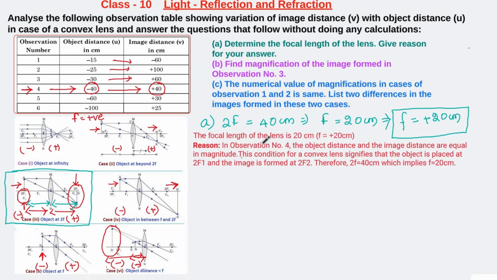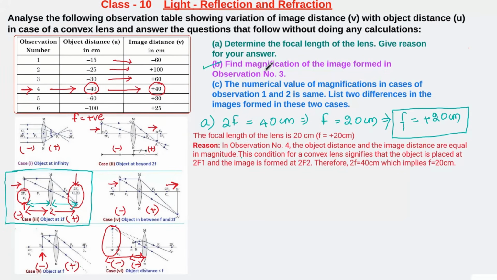So we can write this as the focal length of the lens is 20 centimeter, or f is equal to plus 20 cm. Reason: in observation number 4, the object distance and image distances are equal in magnitude. This condition for a convex lens signifies that the object is placed at 2f1 and the image is formed at 2f2. Therefore, 2f is 40 centimeter, which implies f is equal to 20 centimeter. So this is the answer to the first bit.